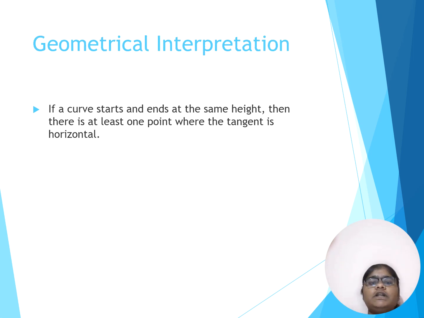Now we will discuss the geometrical interpretation of Rolle's theorem. If a curve starts and ends at the same height, then there is at least one point where the tangent is horizontal. It means that if the function of a curve starts and ends at the same height, then there is at least one point to draw a horizontal tangent. For finding that point, you use Rolle's theorem.